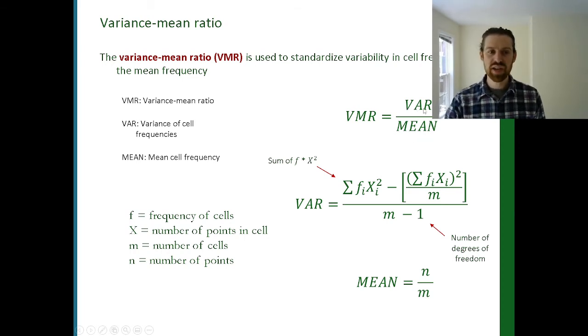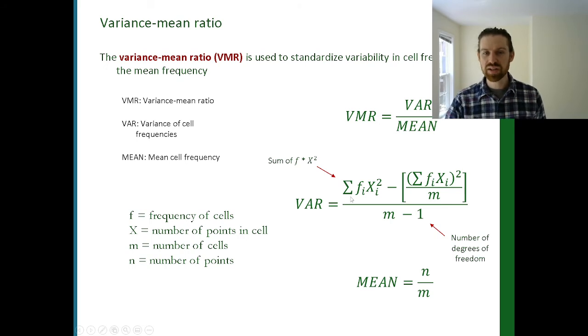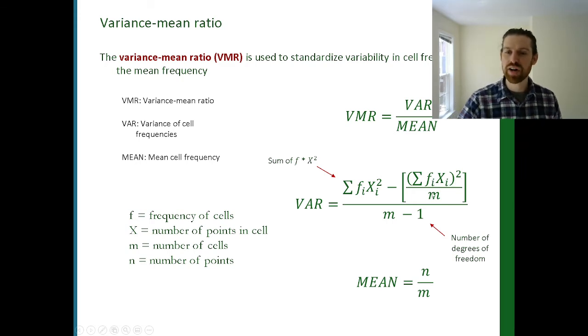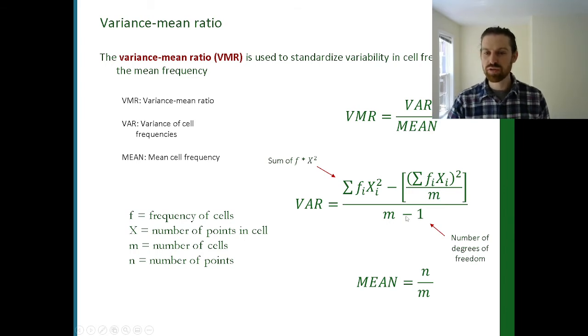But then for this VAR, the variance of cell frequencies value, the numerator, we actually have to do a bit more math. To get this, we take the sum of f multiplied by x squared, and then subtract from it the sum of f multiplied by x, squared, and divided by m. That should give us the top part. And then down here we take the number of degrees of freedom, so it's the number of cells minus 1. That should yield the metrics that we need to get this VMR outcome.